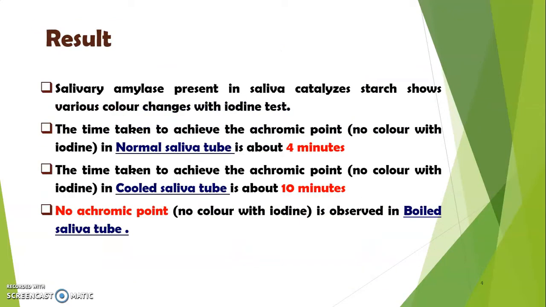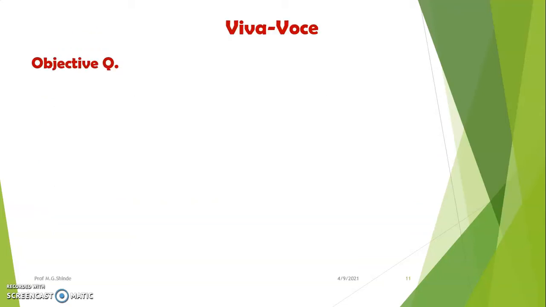The end result: salivary amylase present in the saliva catalyzes starch and shows various color changes with the iodine test. The time taken to achieve the achromic point for the normal saliva tube is about 4 minutes. The time taken to achieve the achromic point in the cooled saliva tube is about 10 minutes, while no achromic point is observed in the boiled saliva tube. So this was about the result of today's practical. Now we will see some viva questions.